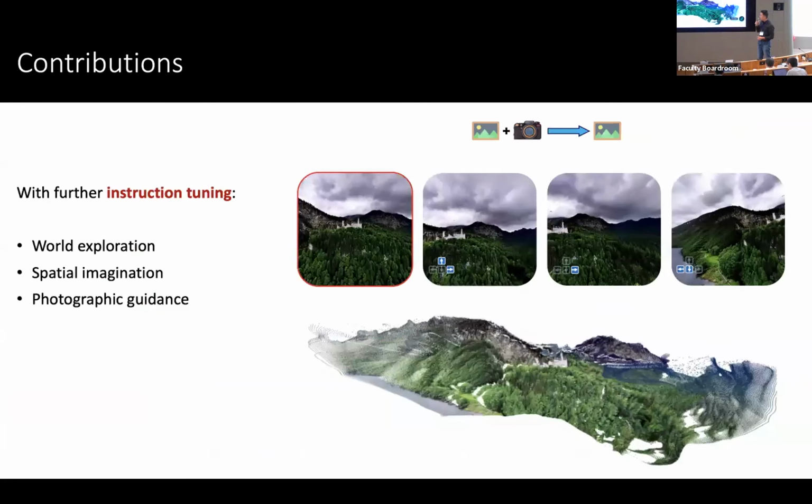And with some further instruction tuning, the model can be used for world exploration, like up, down, left, right. We can convert this camera geometry into actions as conditions to generate different views of the images given a reference view. And we can also perform some spatial imagination and photographic guidance.